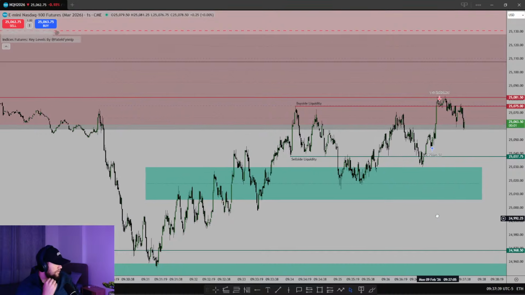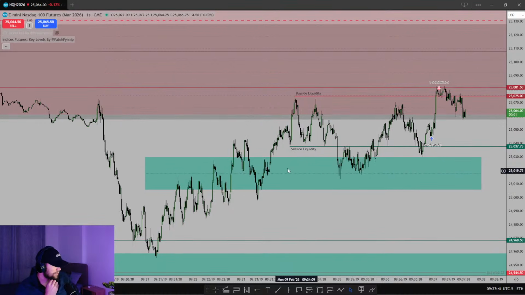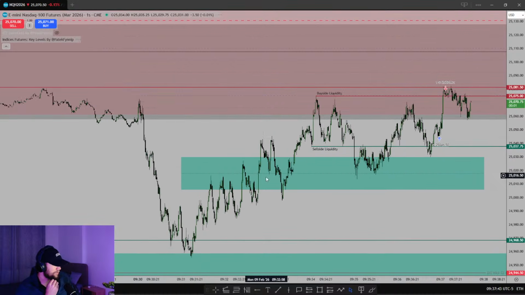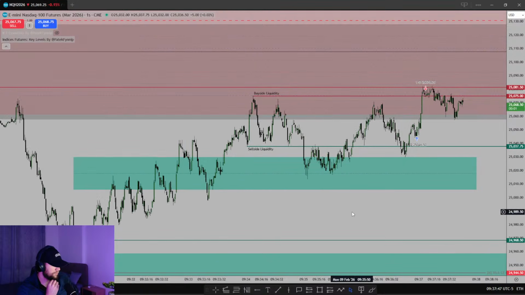And see how patient I am. I'm not rushing it on these highs, on these scalps in here into the buy side. I'm patiently waiting for liquidities. And sometimes a 1 second time frame is way too fast for you to put in your sell limit or something. So you have to be very focused.